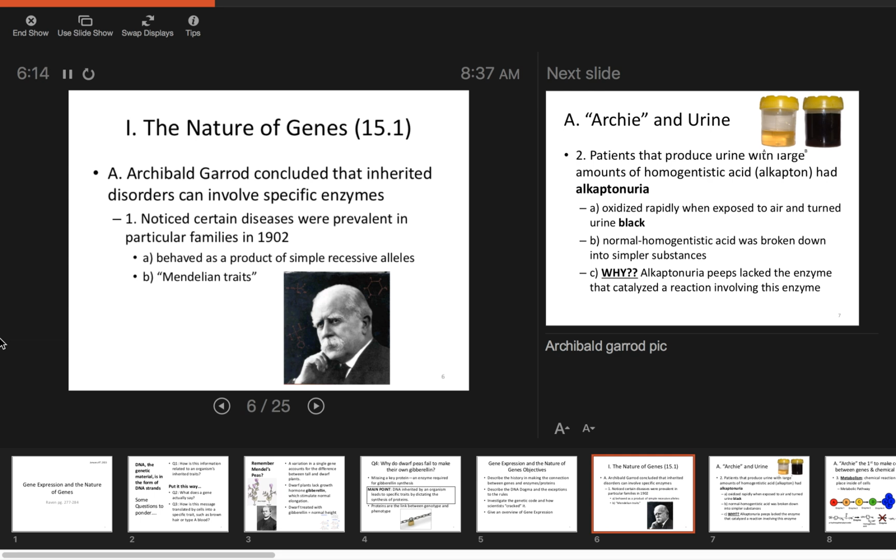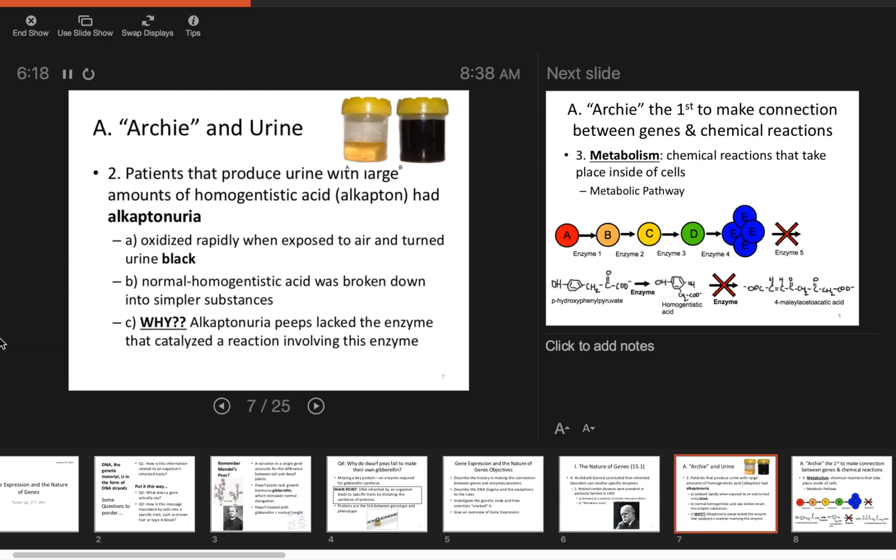Luckily for him, the diseases he was studying followed Mendelian traits of either this or that. One disease that he studied was found in urine, in this case, alkaptonuria. Basically what happens is these patients' urine isn't that nice yellow color. They pee black urine, which can be pretty scary. Really, I mean, could you imagine?